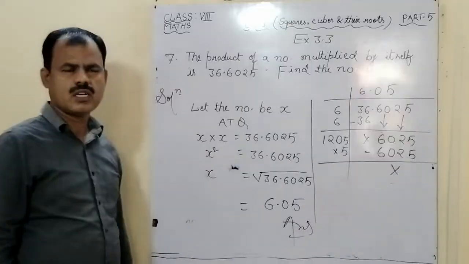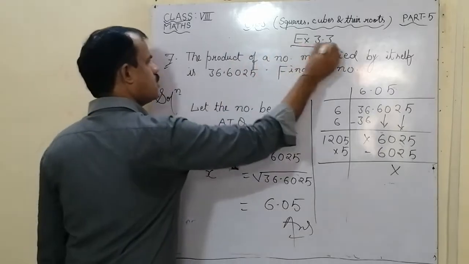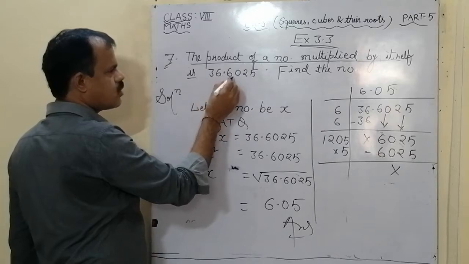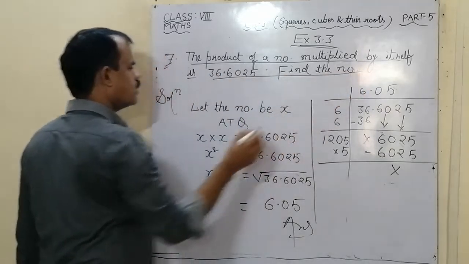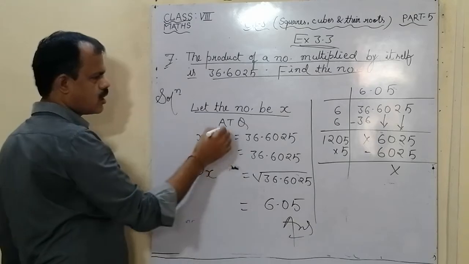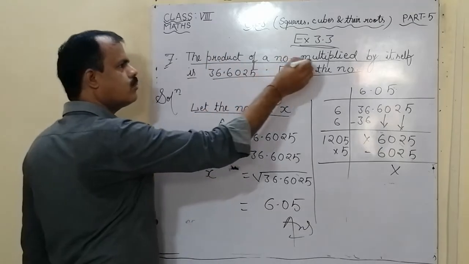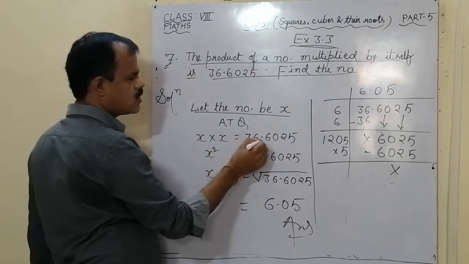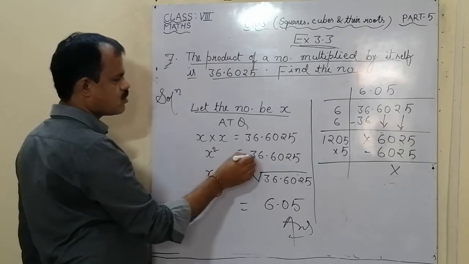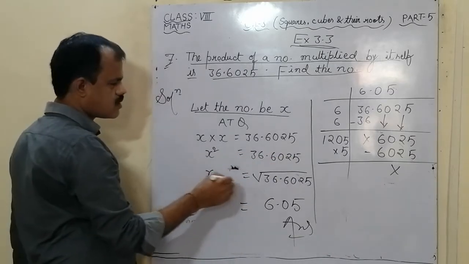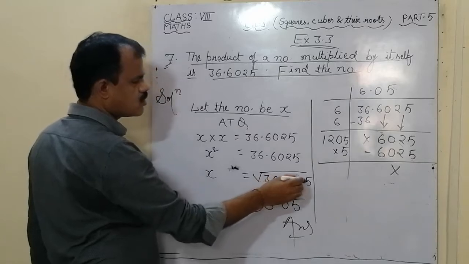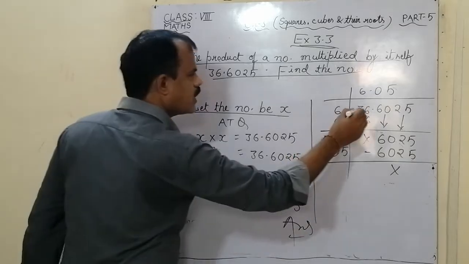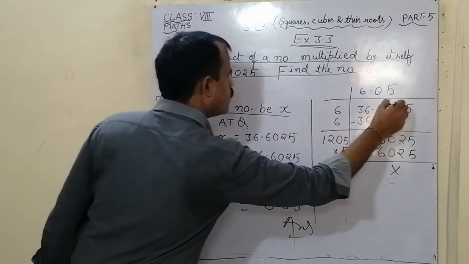Okay. Yes students. Last question, exercise 3.3. The product of a number multiplied by itself is 36.6025. Find the number. So students, let the number be x. According to the question, the product of a number multiplied by itself, so x into x becomes 36.6025. x squared equals 36.6025. x equals the square root of 36.6025. So we have to find their square root. So we write here 36.6025.